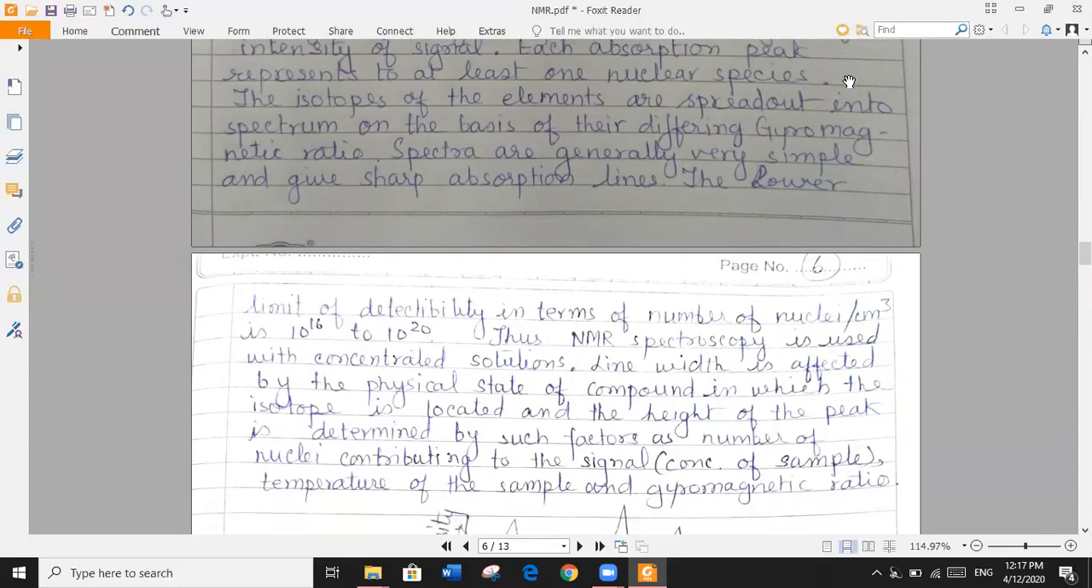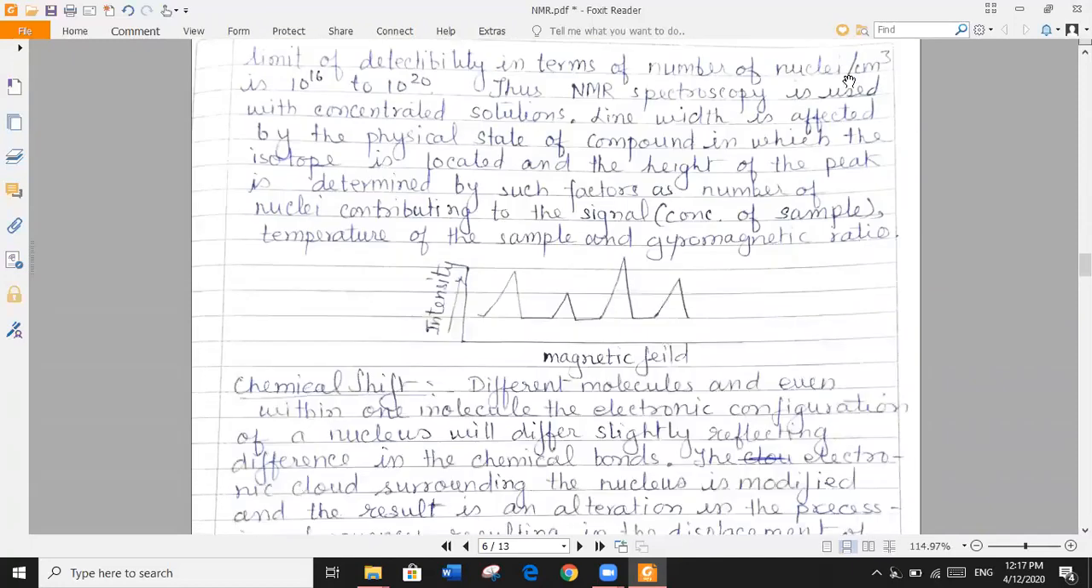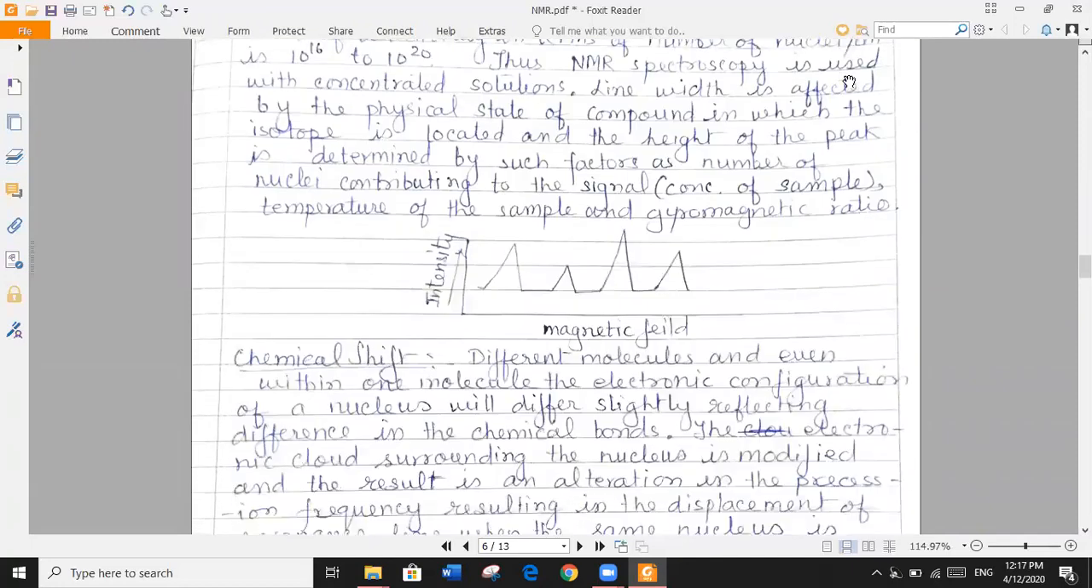Line width is affected by the physical state of the compound in which the isotope is located, and the height of the peak is determined by such factors as number of nuclei contributing to the signal, that is concentration of sample, temperature of the sample, and gyromagnetic ratio. You can see how this spectra comes out.